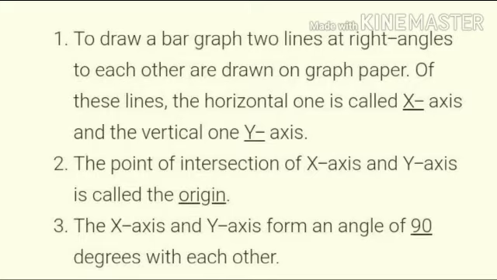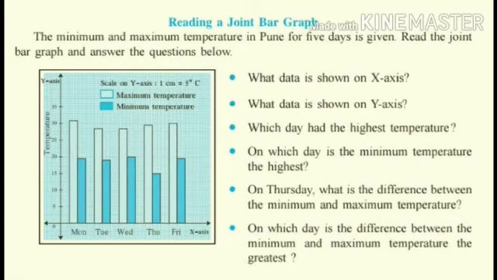First point, to draw a bar graph, two lines at right angles to each other are drawn on graph paper. Of these lines, the horizontal one is called the x-axis, as I said earlier, and the vertical one the y-axis. The point of intersection of the x-axis and y-axis is called the origin. The x-axis and y-axis form an angle of 90 degrees with each other.